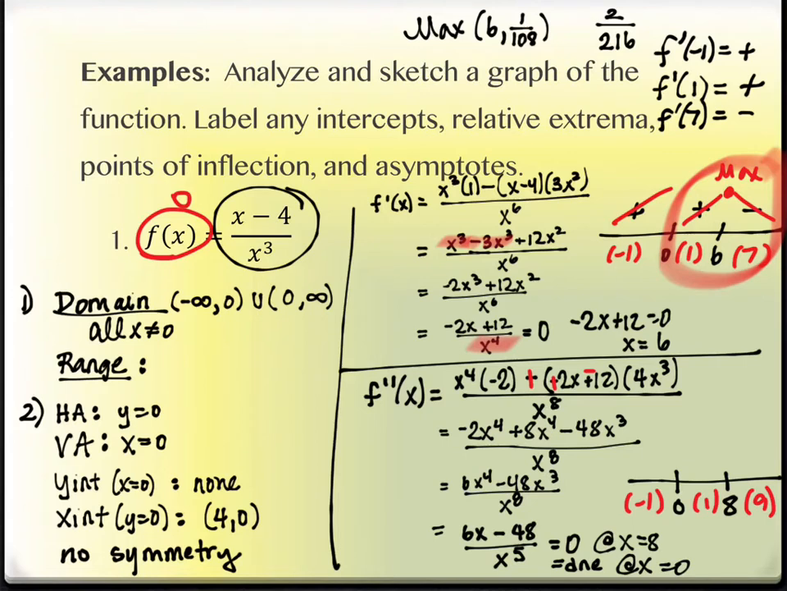What happens when I plug -1 in? Will I get a positive or a negative? It's a positive, yeah. Positive. What happens when I plug in the number 1? It's negative, and again, we're plugging into the second derivative. And what happens if I plug in the 9? I get a positive. So these are concavity. Up, down, up. That's what that's saying.